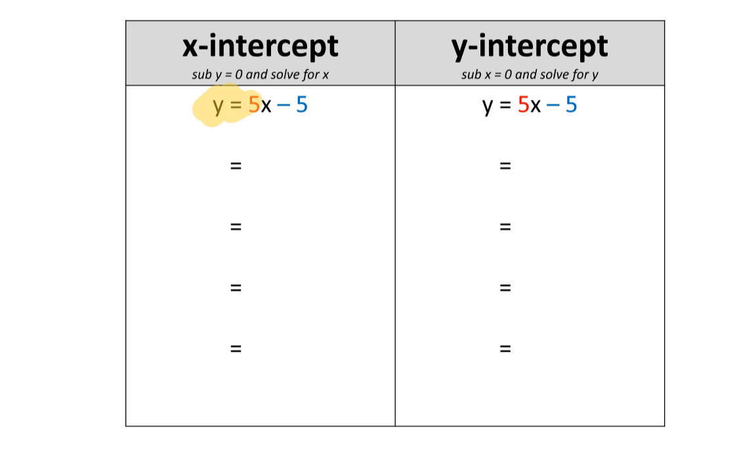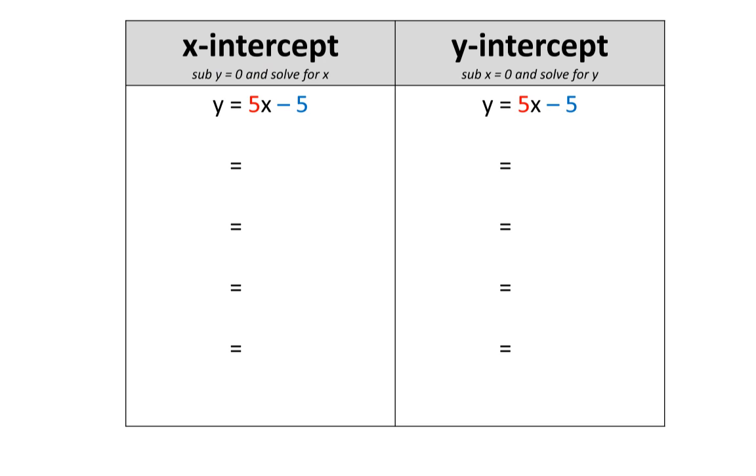Both of these equations are the same. They represent the table of values and the graph you just saw earlier. Let's say I want to find the x-intercept of this line, but I'm not given its table of values or its graph. What you can do is sub y is equal to 0 and solve for x.